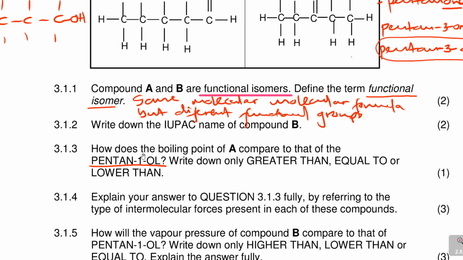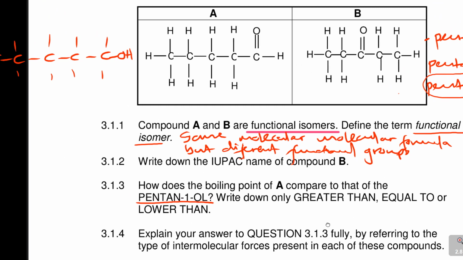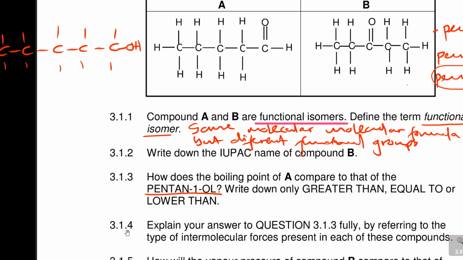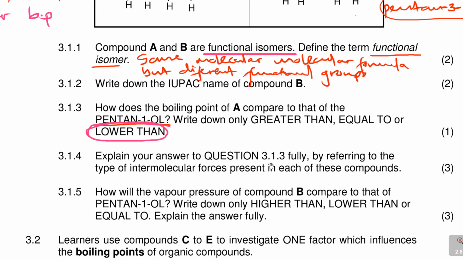But they're saying how does the boiling point compare? You write here greater than, equal to, or lower than. Now, how does the boiling point of A compare to that of pentanol? A will have a lower boiling point than pentanol. It's smaller. So the answer is lower. A has a lower boiling point, meaning pentanol, this one, has a higher boiling point. BP, boiling point. Pentanol.